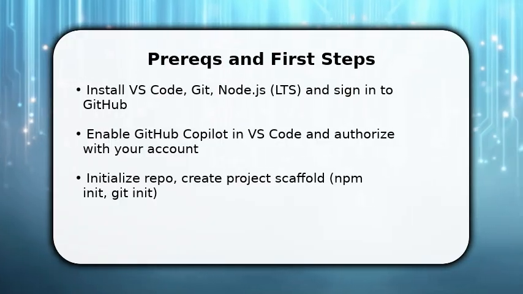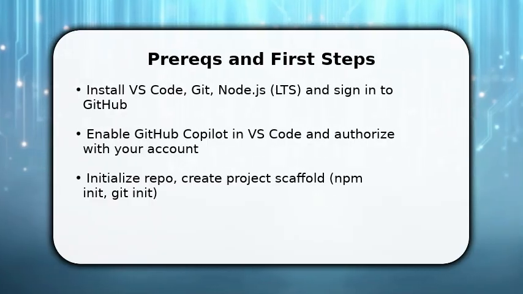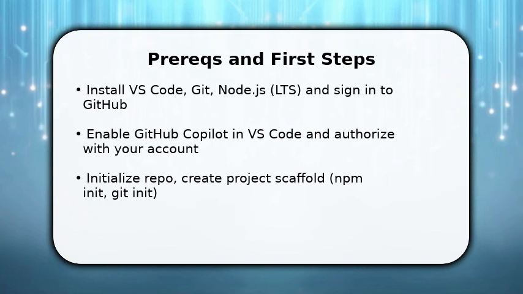You'll also configure Git ignore and a basic README. This avoids noisy commits and gives Copilot context to produce meaningful code from the first suggestions.